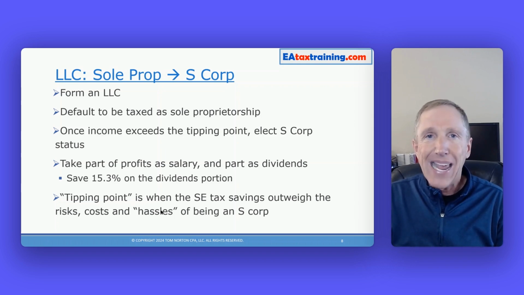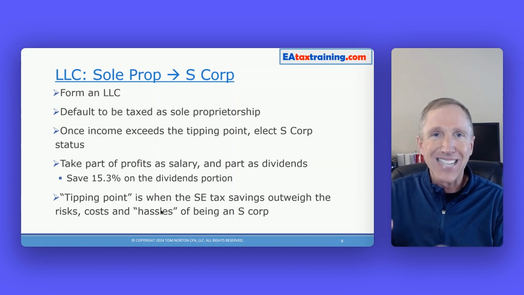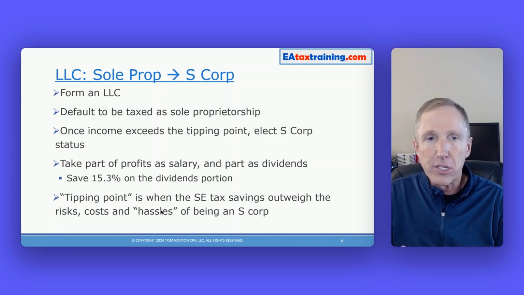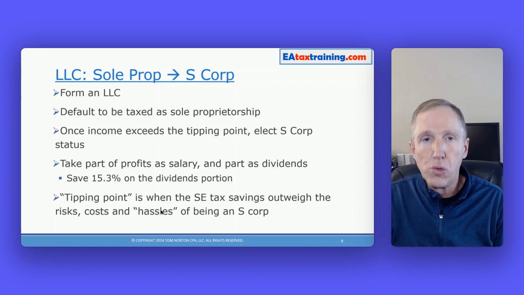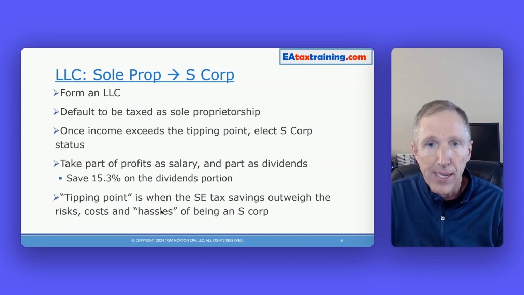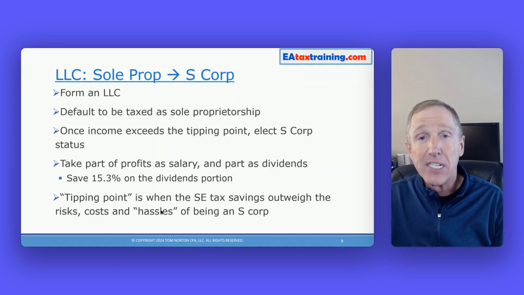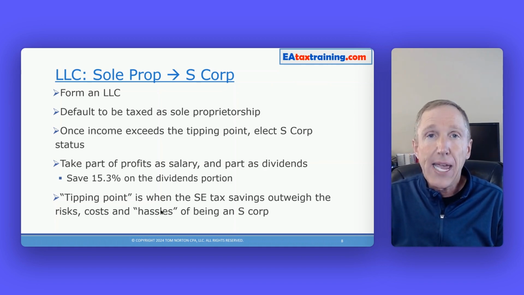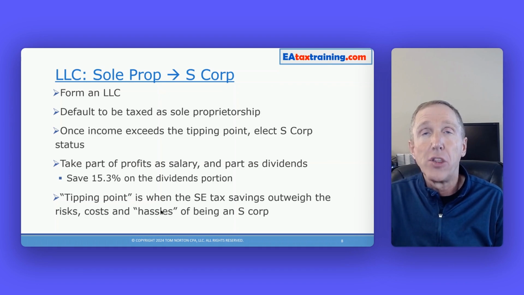Now, you can do that at any time, as we said before. You don't have to do it right away. You can wait until your income is high enough in order to make this worthwhile. And then once you do that, you take part of the profits from the business as salary and part of it as dividends. And so you save 15.3% on the dividends portion.